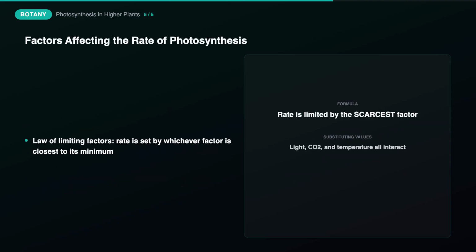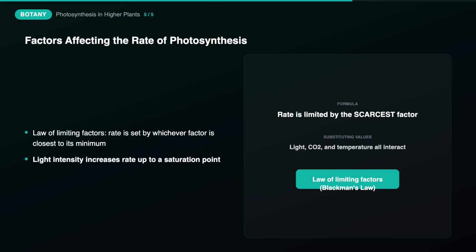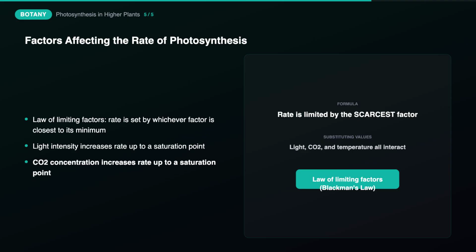The rate of photosynthesis depends on several environmental factors, and understanding how they interact is a common exam theme, based on what's called the law of limiting factors. This law states that when a process depends on multiple factors, its rate is limited by whichever factor is closest to its minimum value at that moment, regardless of how favorable the other factors are. Light intensity increases the rate of photosynthesis up to a point after which the rate plateaus because some other factor, often CO2 concentration, becomes limiting.